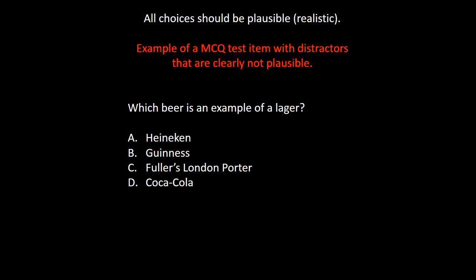All of the possible responses must be plausible, believable, or realistic. In this example, the stem asks, which beer is an example of a lager? The stem is specific. We are looking for a beer that is an example of a lager. The argument is that we can immediately eliminate response D, Coca-Cola, which is the world's most famous soft drink. For most, this would not be a plausible response, allowing the student to eliminate it immediately without much thought. They now have fewer options to choose from when making their final choice.